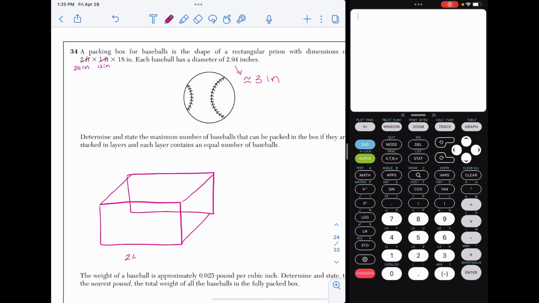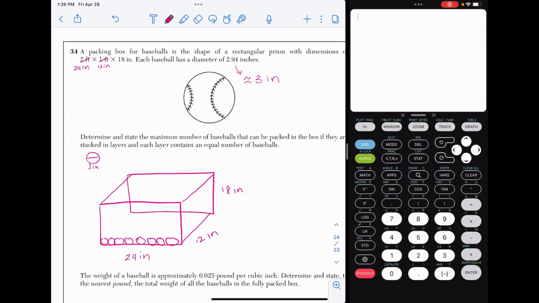We know that this is 24 inches across, this is 12 inches, and then our height is 18 inches. We know that each baseball has a diameter of 3 inches. So I have to think about how many can I fit across here? If the length here is 24 and each one is 3, 24 divided by 3, I can fit 8: 1, 2, 3, 4, 5, 6, 7, 8 baseballs across that way.